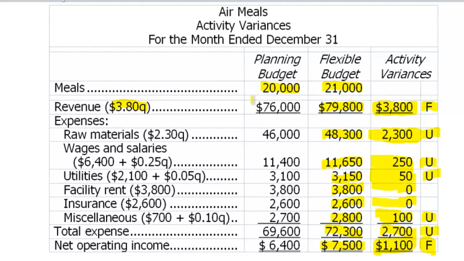Here, with 20,000 meals on the planning budget and 21,000 meals on the flexible budget, these variances largely mean nothing because these are apples to oranges comparisons. When we compare flexible to actual expenses and revenues, we'll be doing an apples-to-apples comparison because we'll be using the same activity level. That's the whole reason we do the flexible budget, so that eventually we can compare the flexible budget to the actual results.